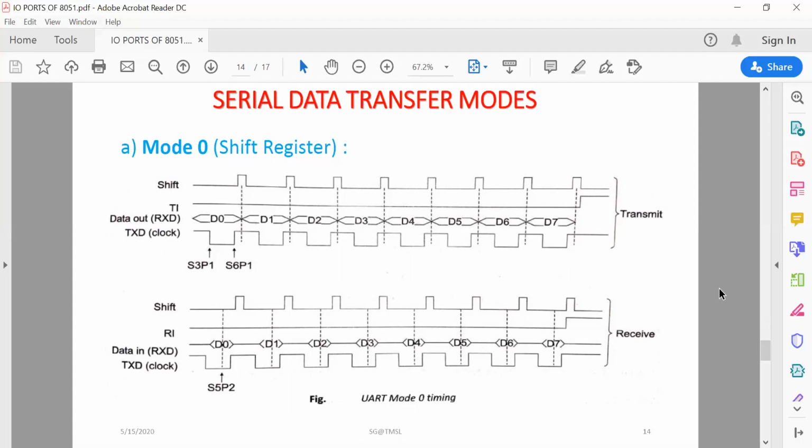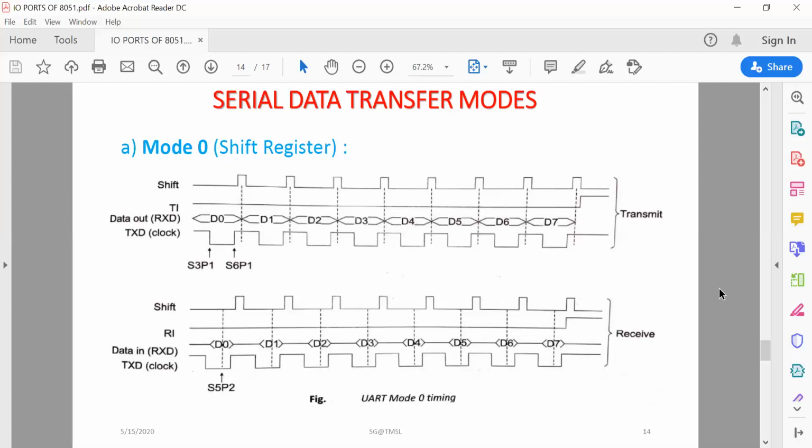So for both receiving and transmitting data, the RxD line is used. It can perform both functions. Only the clock signal is shifted out on the TXD line, and it is used to synchronize the clock between the transmitter and the receiver. And on transmit, the least significant bit, that is the LSB, D0, is sent or received first. Now in case of transmission, what happens?